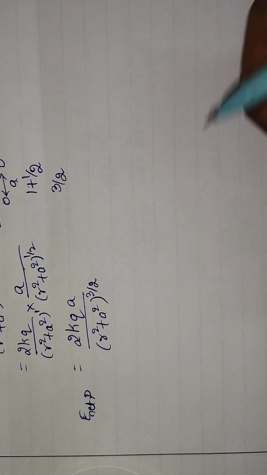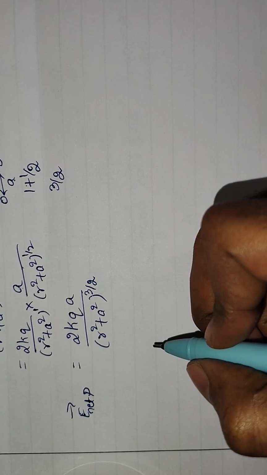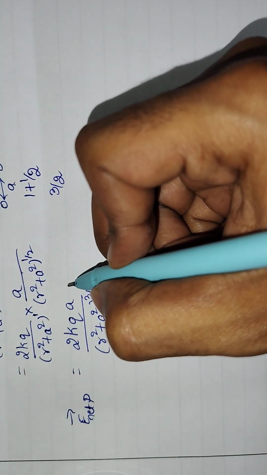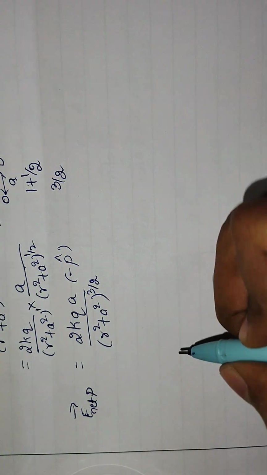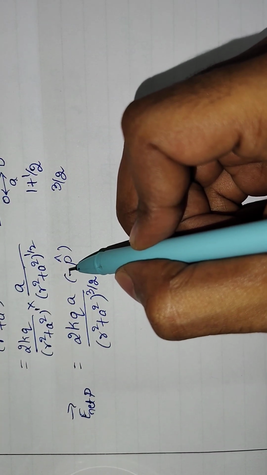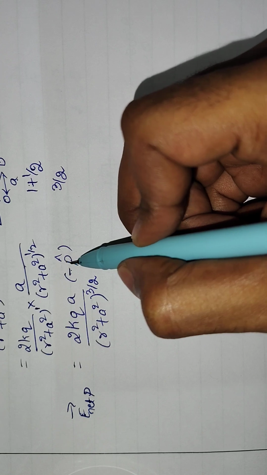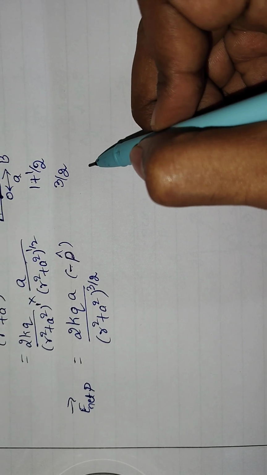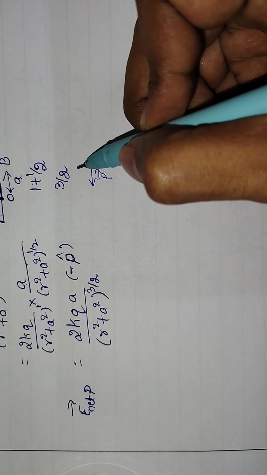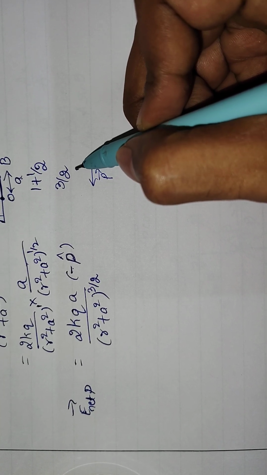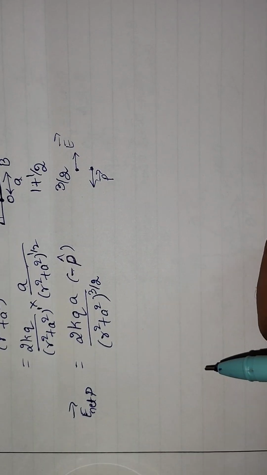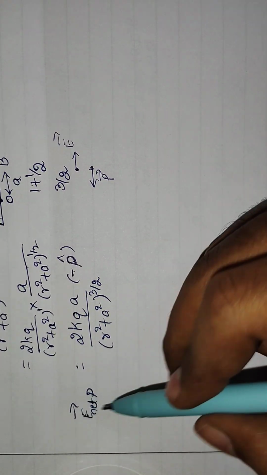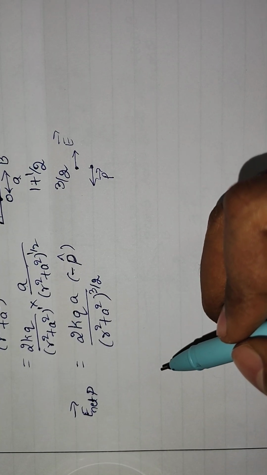Here, if you add the direction, the net electric field is nothing but minus P cap. Okay, so this negative symbol indicates it is opposite in direction to the unit vector along the dipole moment. So if the dipole moment is in this direction, the net electric field at any equatorial point will be along this direction. Fine, I hope I am clear. After writing this expression, just explain all the terms.